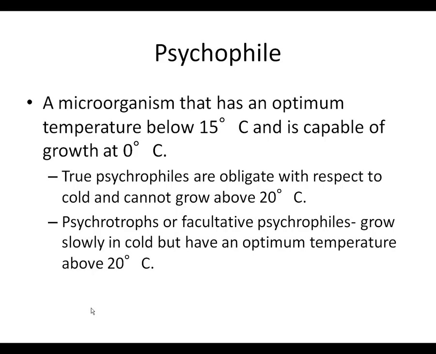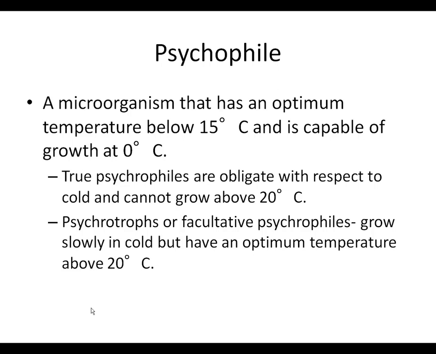If we're talking about a psychrophile, this is a microorganism that has an optimum temperature that is below 15 degrees centigrade and is capable of growth at 0 degrees centigrade. So these are going to be the organisms that grow in your refrigerator. These are the things that make things go bad in your refrigerator. True psychrophiles are obligate with respect to their temperature. They can't grow above 20 degrees centigrade. So that is pretty chilly.